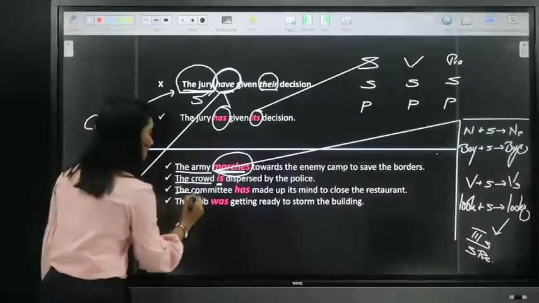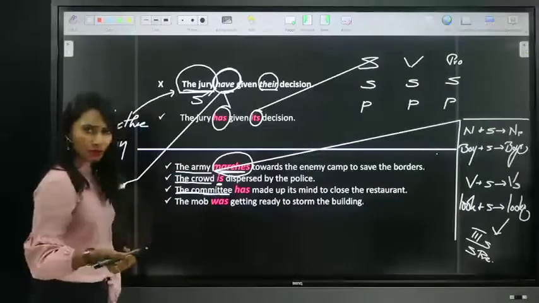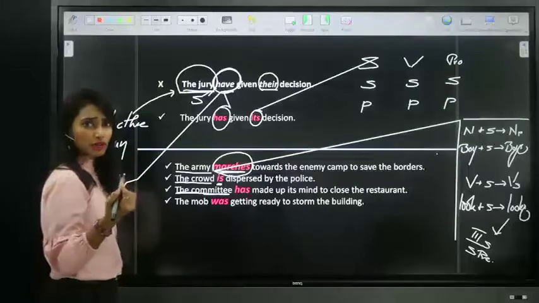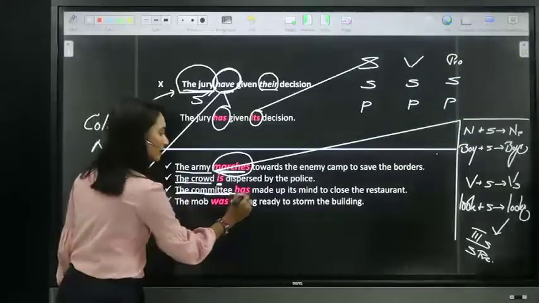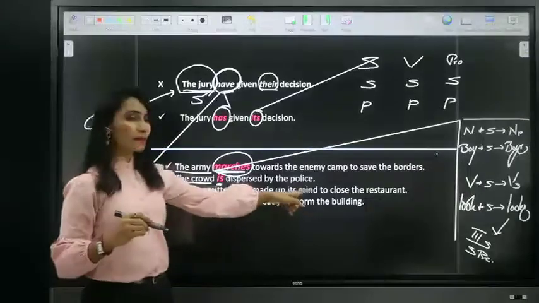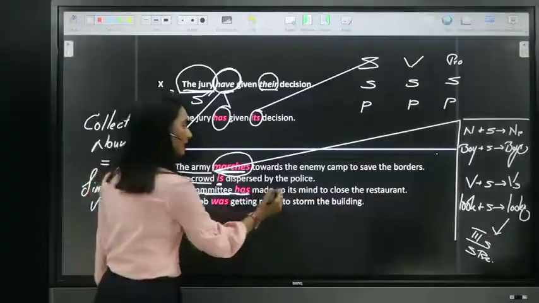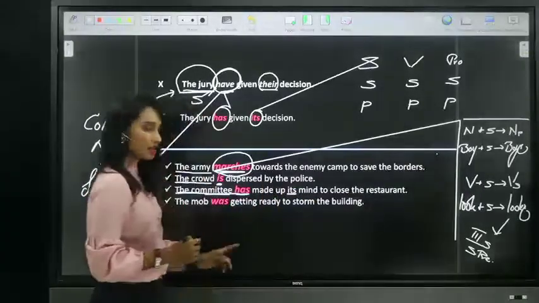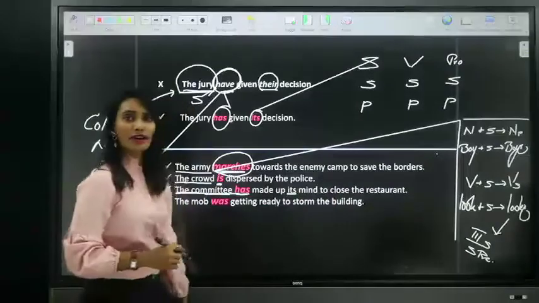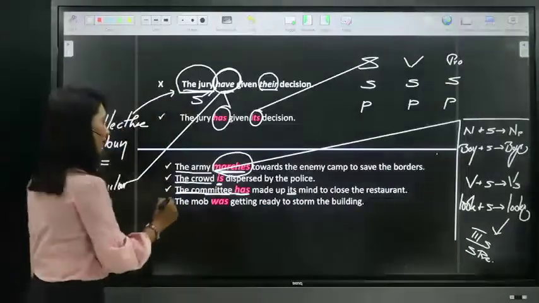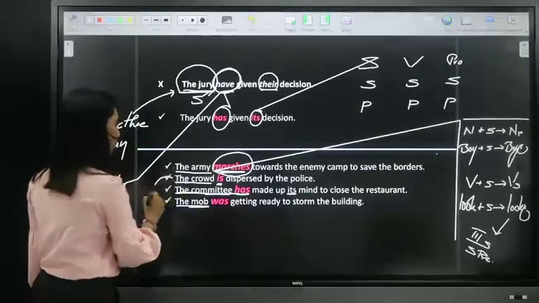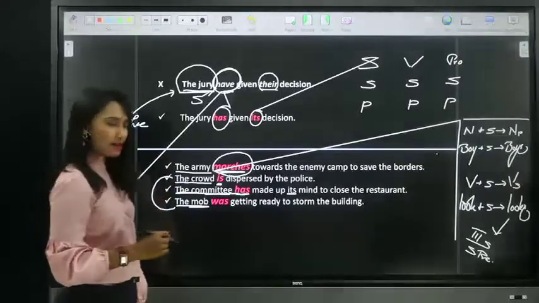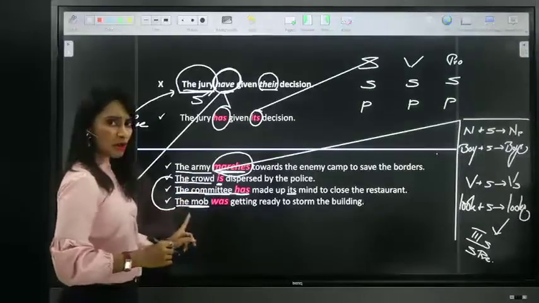The committee, again, a group of people who are working for a single task, is a committee. So committee is singular. So has made up its mind. See, singular verb and singular pronoun. Its mind to close the restaurant. Now look at this one. The mob. This one we have discussed. The difference between crowd and mob we have discussed yesterday. So crowd is also a group of people, mob is also a group of people.